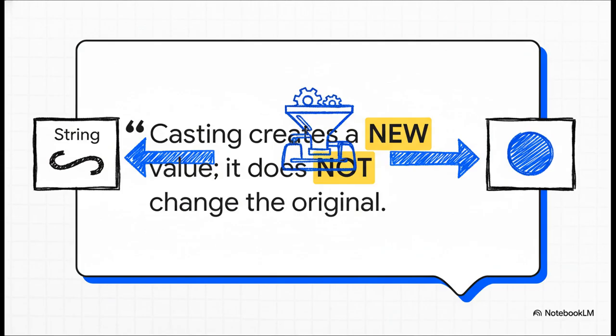This is the golden rule of casting you really need to remember. Casting creates a new value. It does not change the original one. It's what we call non-destructive. It just reads the original value and then spits out a brand new converted copy for you.